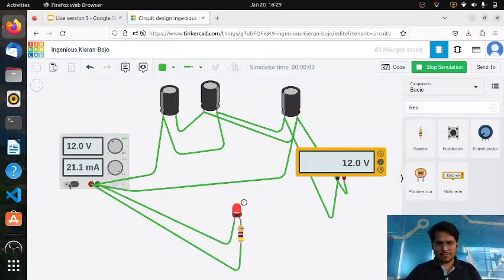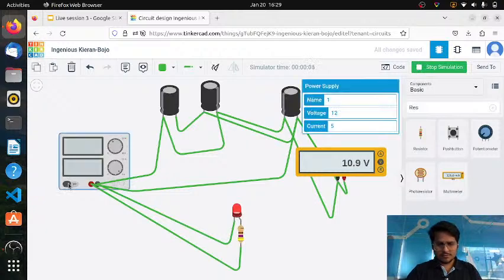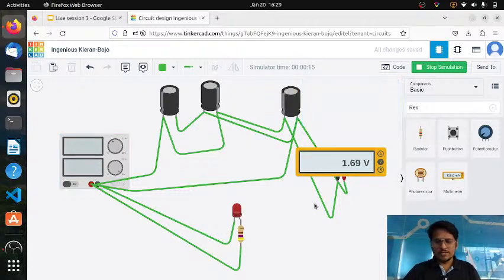Again, let me turn off this. This time you can see. Same thing happens in an electric circuit. First the capacitor charges, then once the supply goes off, it will start discharging.